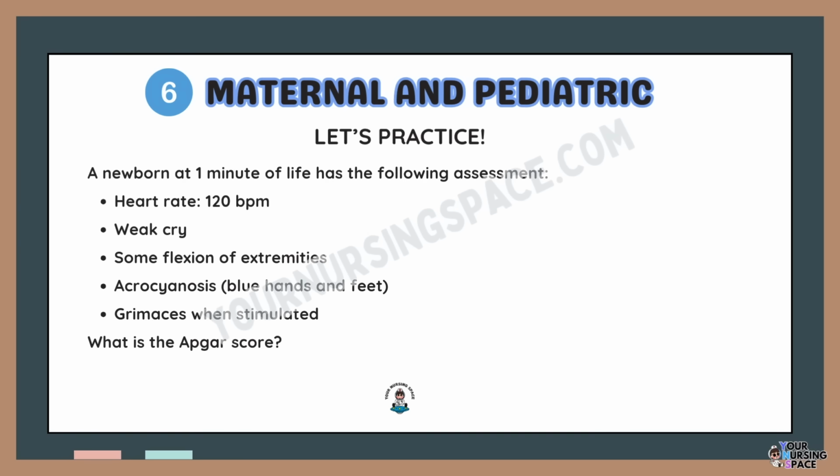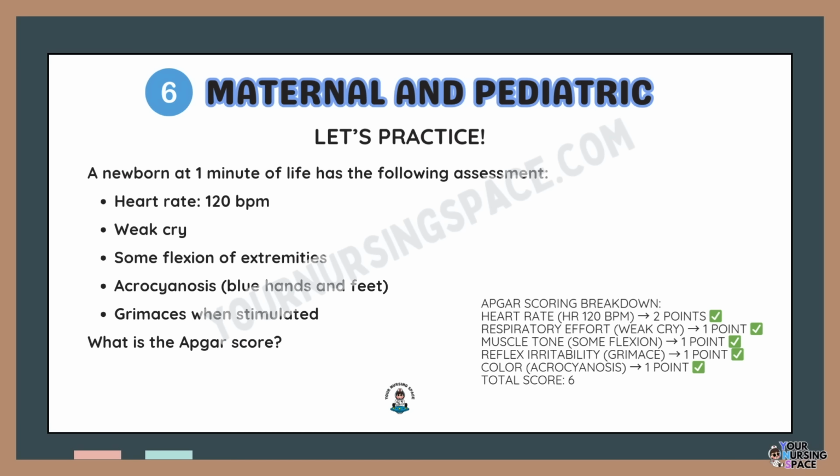Next, a newborn at 1 minute of life has the following assessment: heart rate, 120 beats per minute, weak cry, some flexion of extremities, acrocyanosis, blue hands and feet, grimaces when stimulated. What is the APGAR score? Let's solve it step by step.